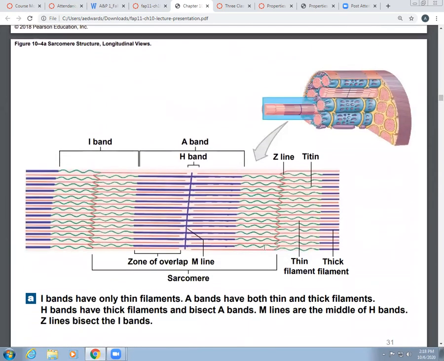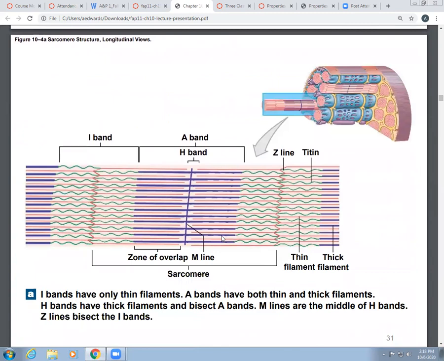All right, so what does that look like? So here's a sarcomere. All right, so everybody say hi, sarcomere. All right, so Z line to Z line, that's your sarcomere. Okay, for your A band, this is your dark band. It's dark because of the thick filament. In the center of the A band is your M line. On either side of your M line is your H band.